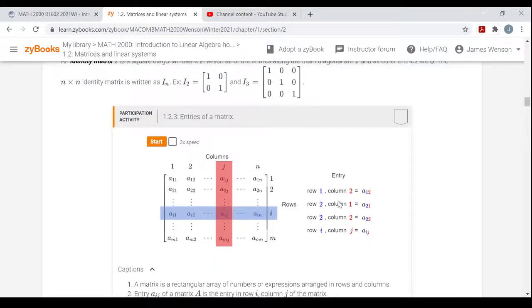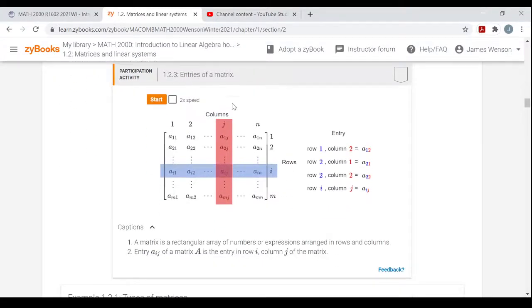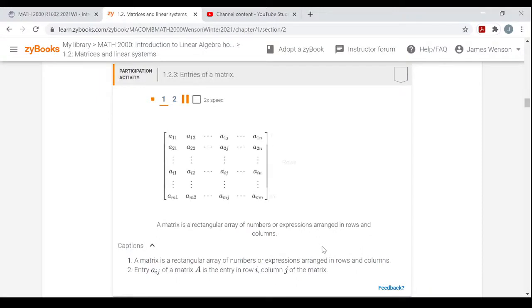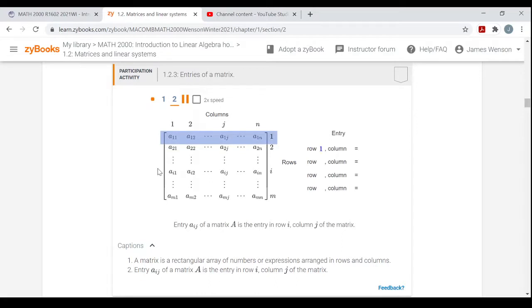All right. And again, entries of a matrix, you can just hit start and it'll play some animations and whatnot. And it's just describing to you what a matrix is again. And then the next one talking about how to find an entry, right? Ith row, jth column, right? Row 1, column 2, that chunk, A1,2. It's going over all the stuff I've been explaining.